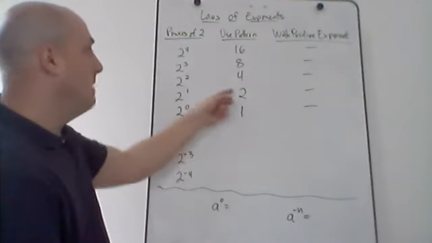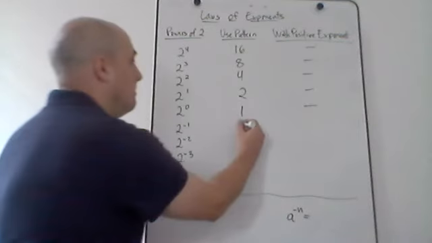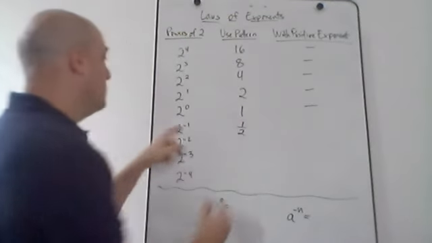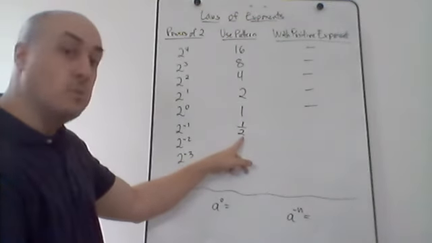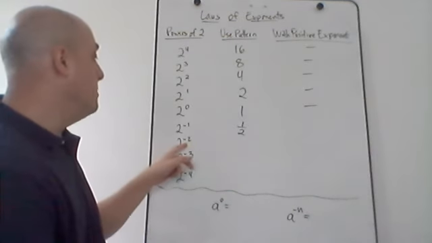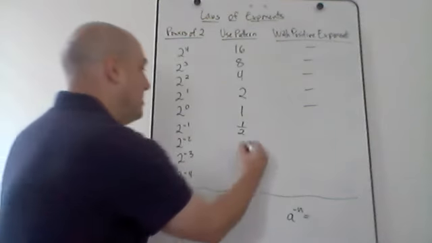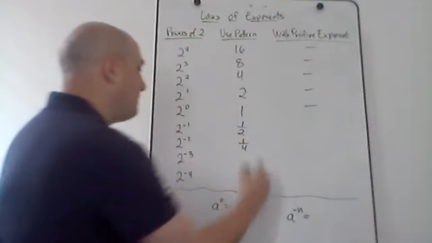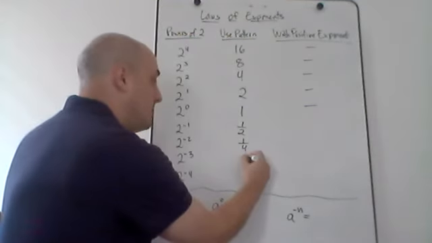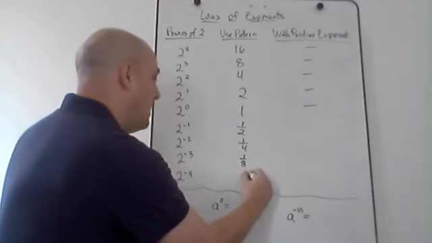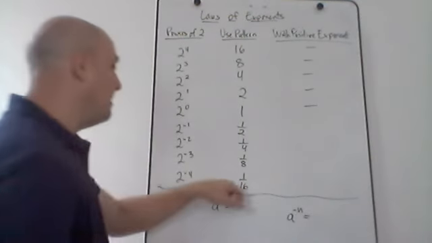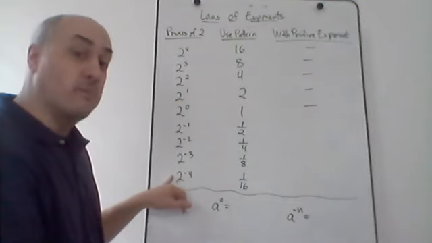All right, what about for the next one? What's 1 divided by 2? That's going to be 1/2, right? So 2 to the negative 1 power is 1/2. For the next one, for 2 to the negative 2 power, I just keep continuing the pattern. 1/2 divided by 2 is going to give me 1/4. If I do 1/4 divided by 2, that's going to give me 1/8, and 1/8 divided by 2 is going to give me 1/16, and that's the value of 2 to the negative 4th power.